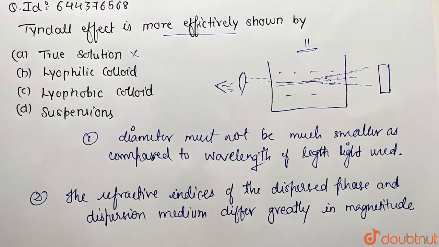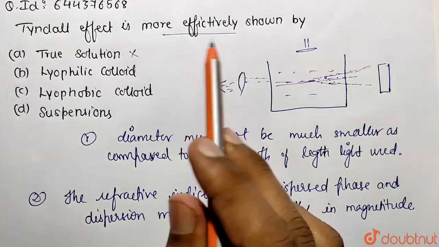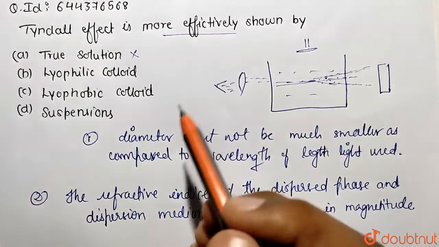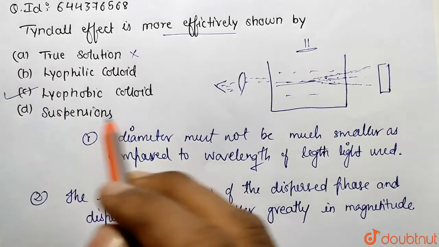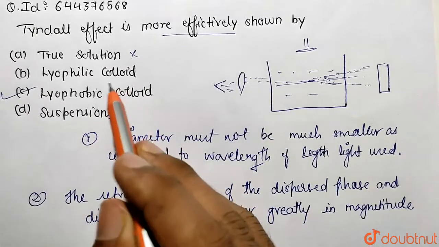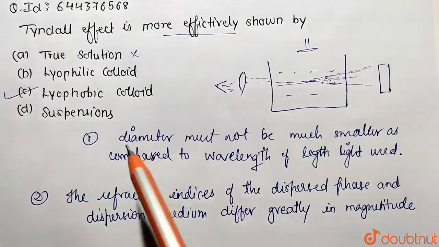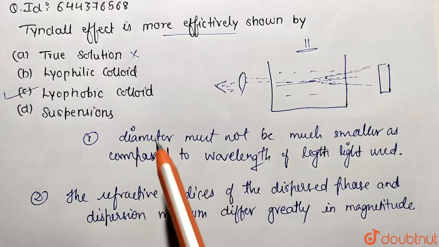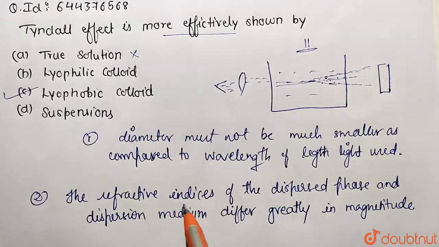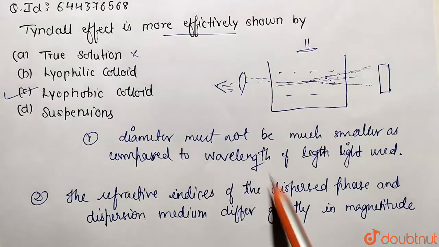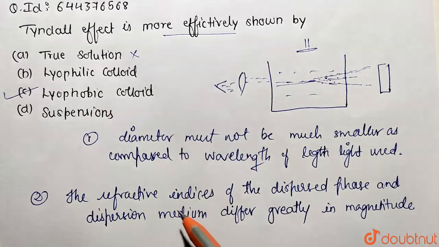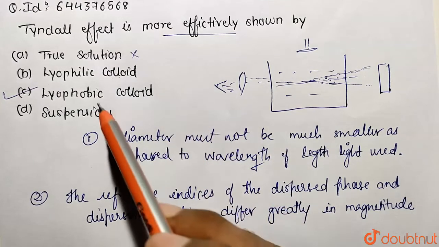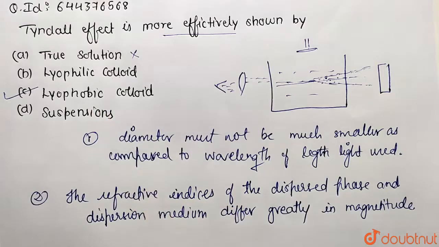Now we decide on the basis of which shows it more effectively. It is going to be lyophobic. Lyophobic colloids show it more effectively because in the other two, lyophilic and suspension, there is a little Tyndall effect, but the difference between their refractive indices is not very large. But we need to find the most effective one. So it is lyophobic, where the difference of the refractive indices of the dispersed phase and the dispersion medium is largest. So it is shown maximum by lyophobic colloids.